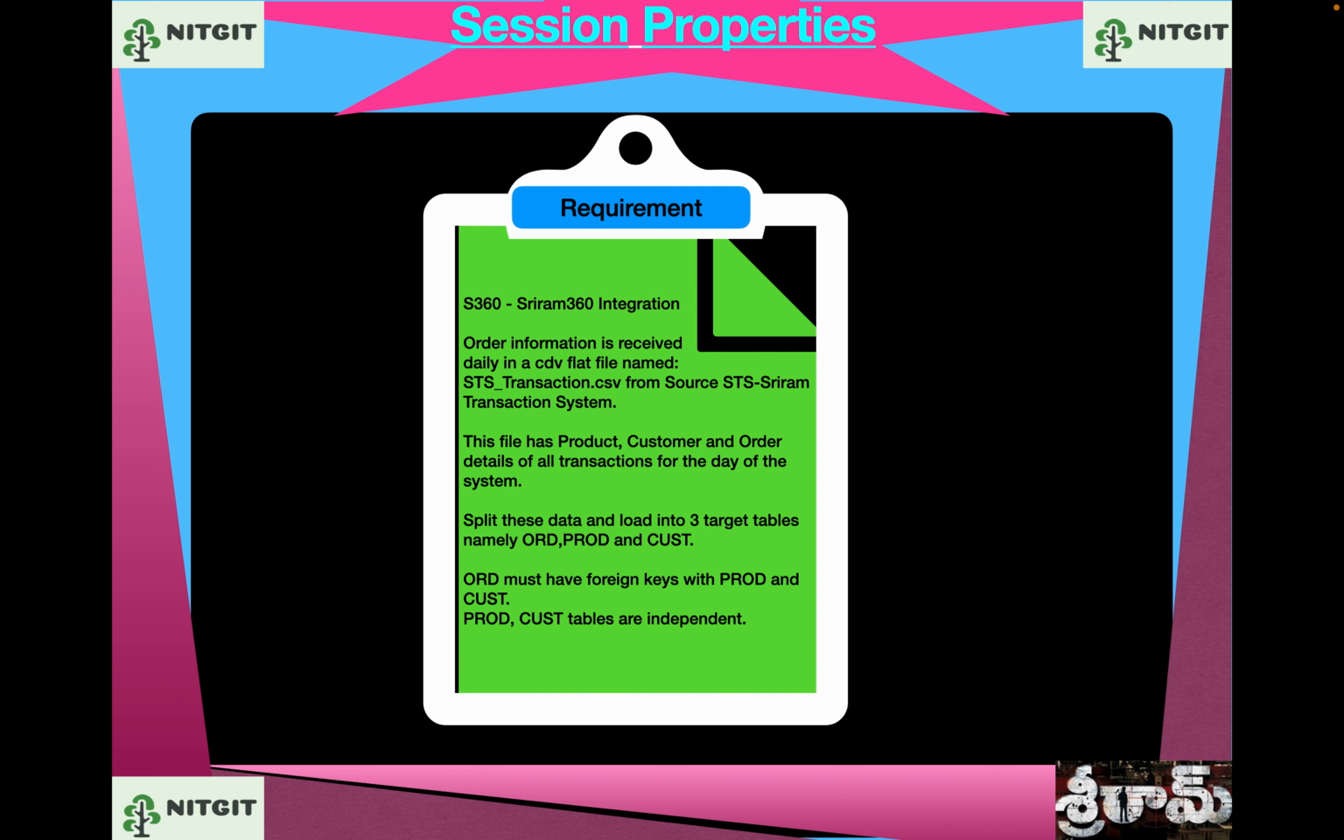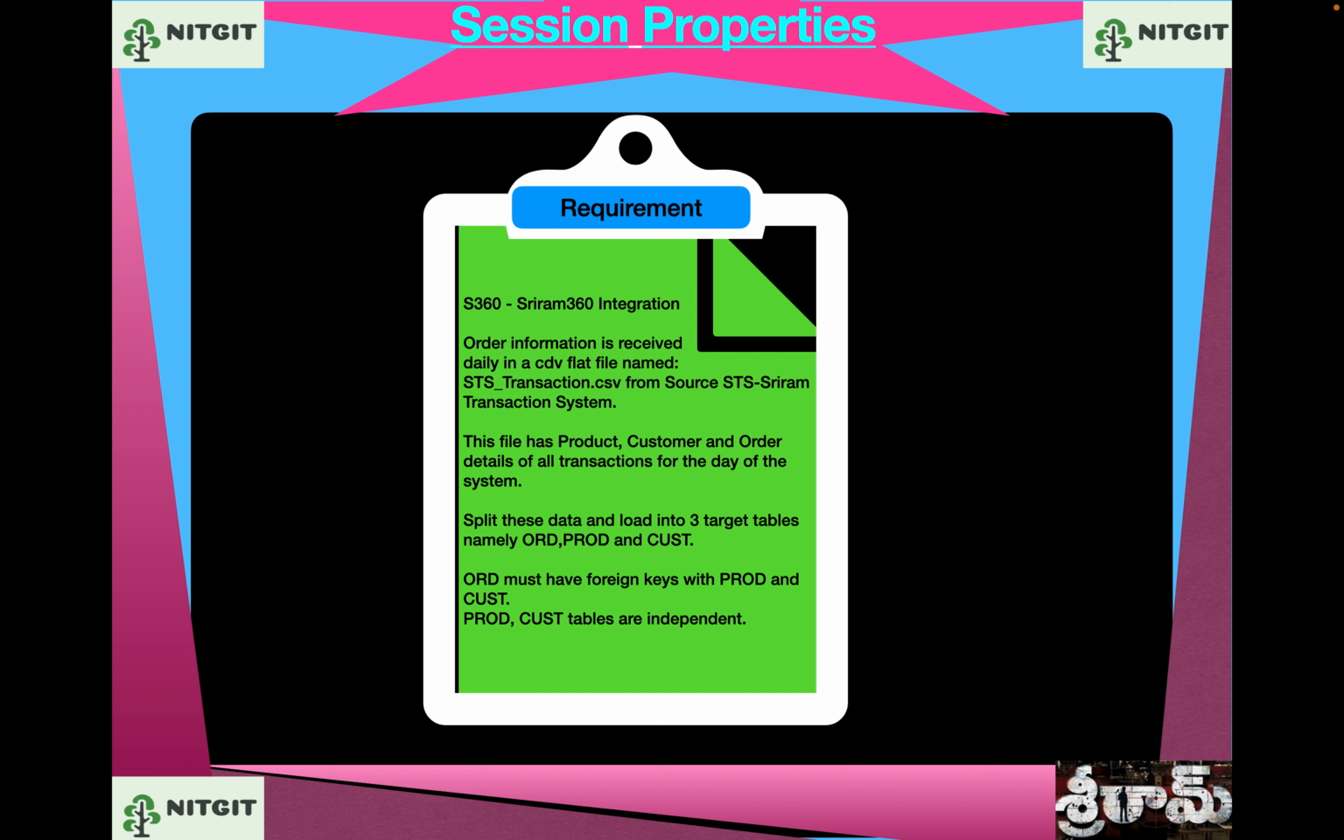This project is S360, Sriram 360 integration project. Order information is usually received in a CSV file format named STS transaction.csv. STS, Sriram transaction system, is an Oracle database. From there, some other process makes a CSV file for this Sriram 360 integration project. This file has product, customer, and order details of all transactions of that particular day from this system.